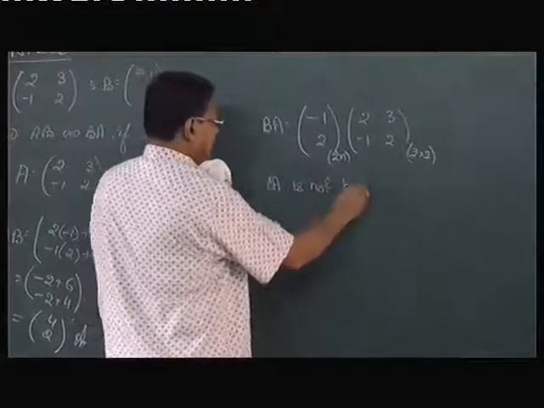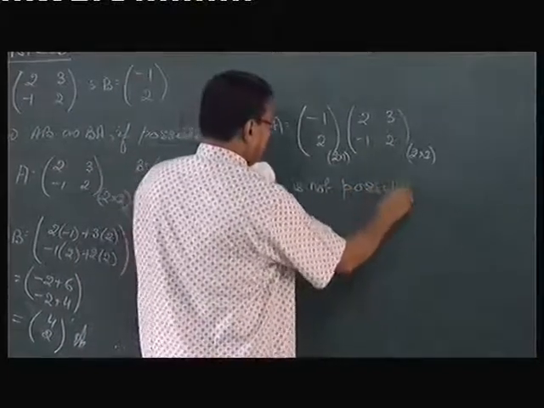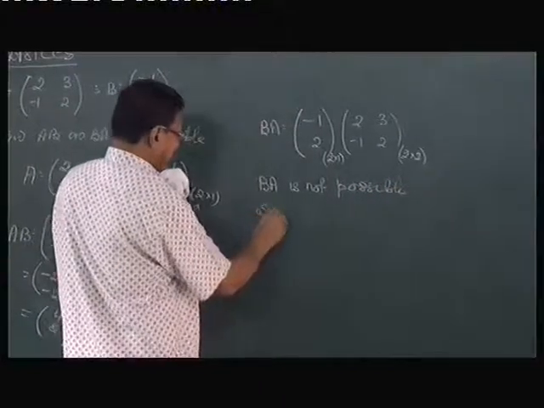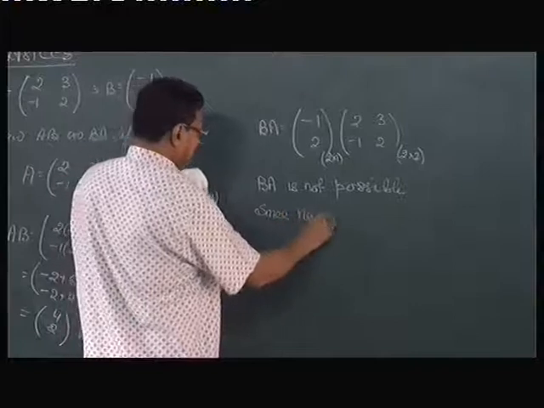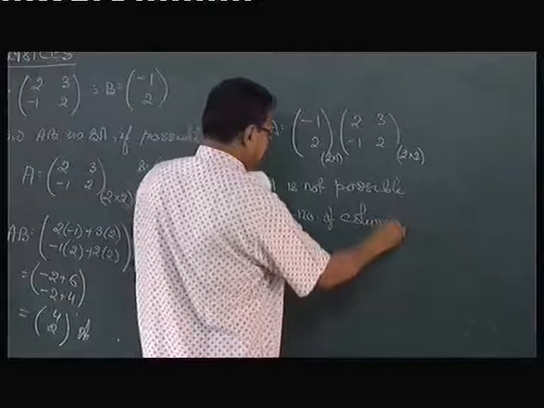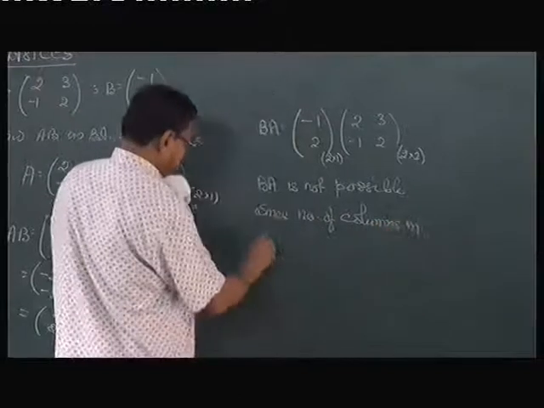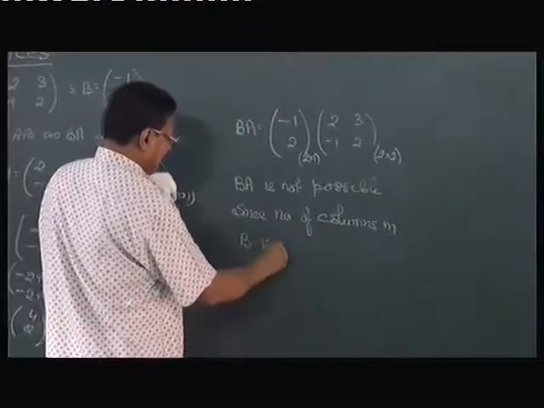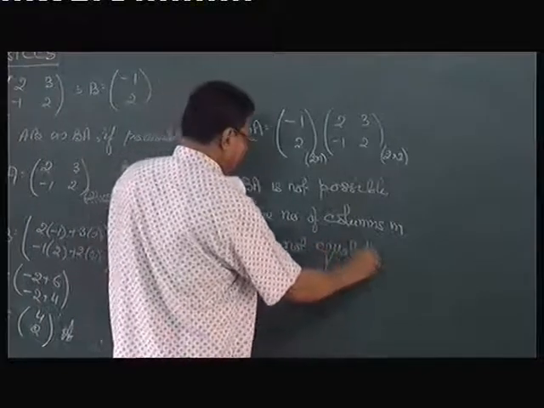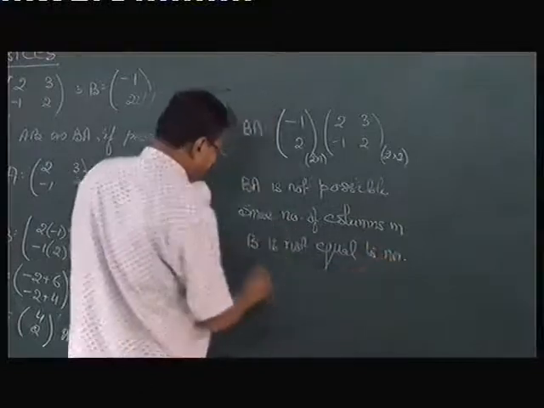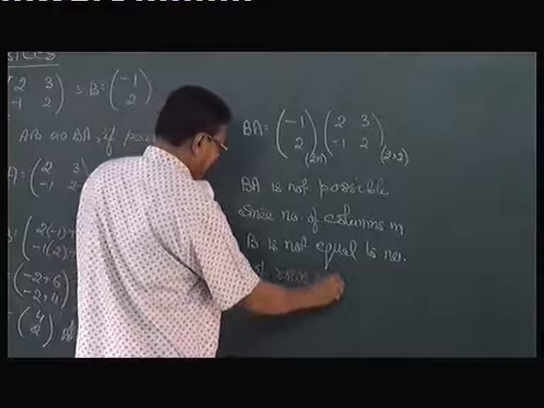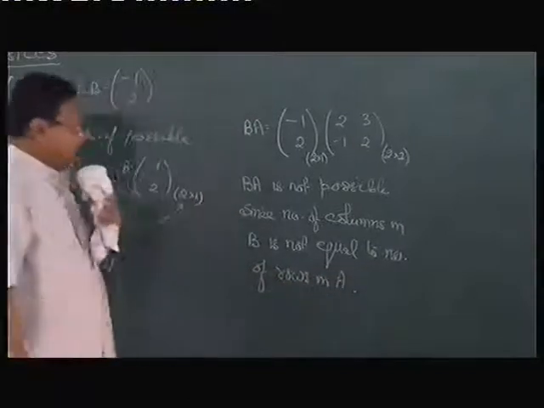And when you write it's not possible, you have to give a reason. Since number of columns in B is not equal to number of rows in A. So BA is not possible.